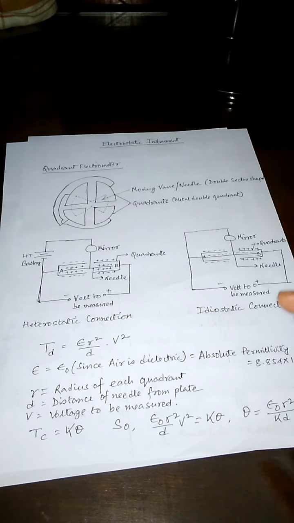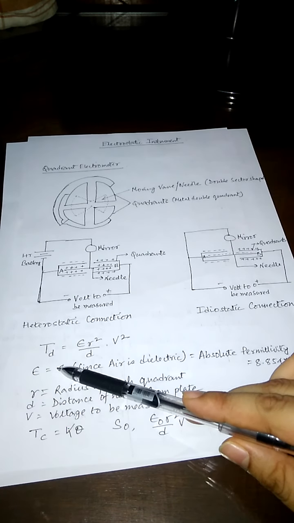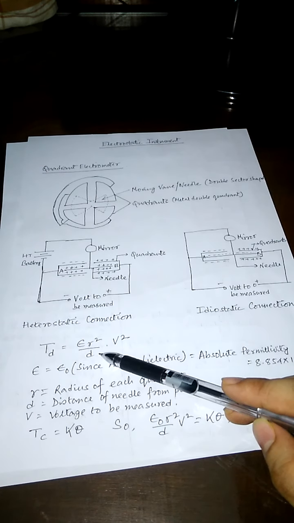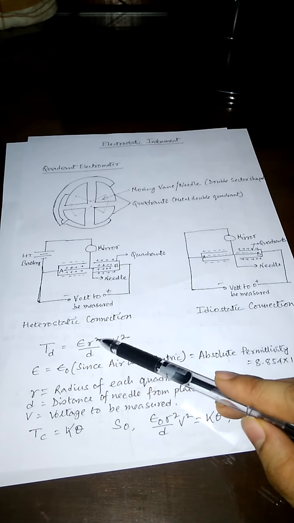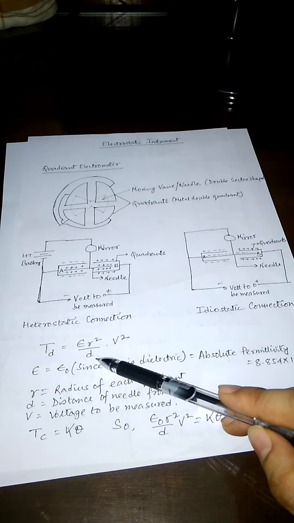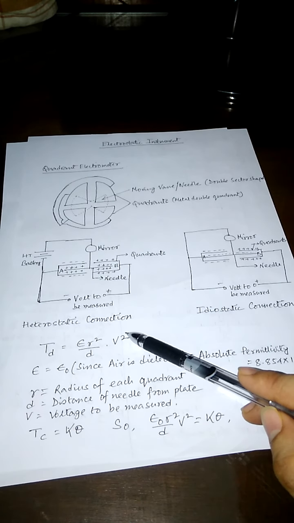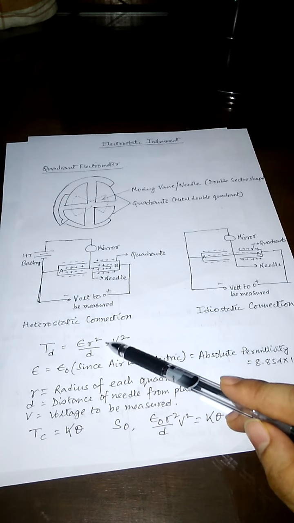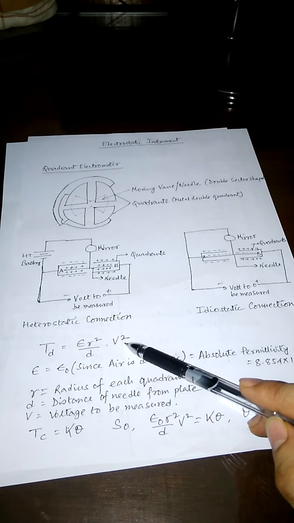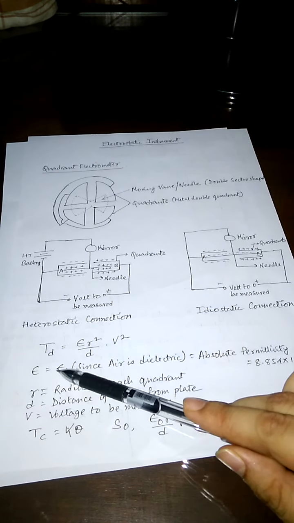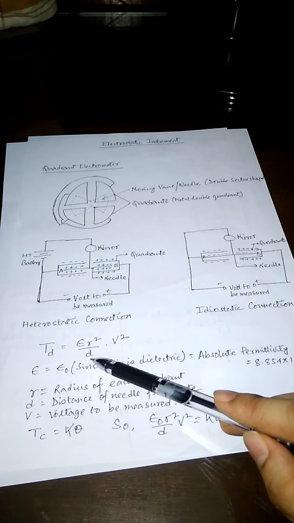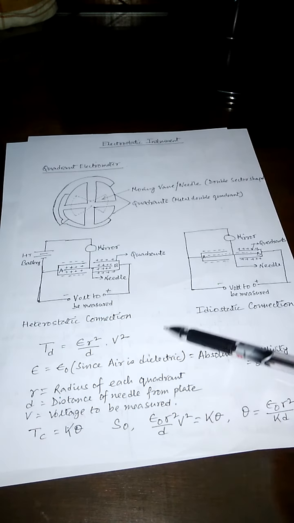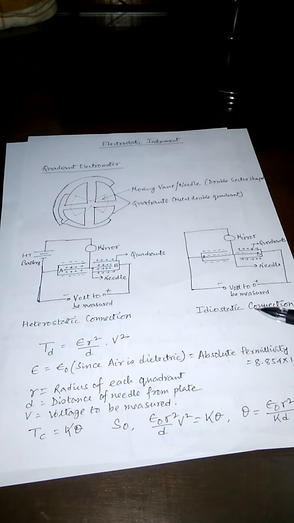Now we are going to the mathematics part. Here the deflecting torque equation we are providing in this manner: epsilon r square by d into V square. What is V? V is the applied voltage. Last day when we considered the equations of torque, we saw that the deflecting torque or the angle of deflection is proportional to the square of the applied voltage. So Td equals epsilon r square by d into V square, where epsilon is the absolute permittivity.